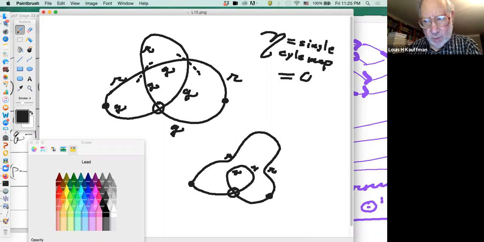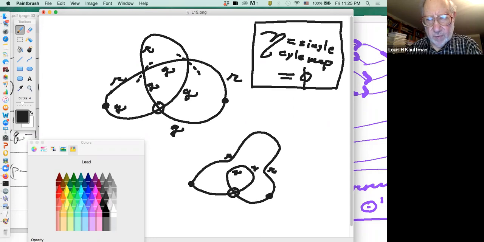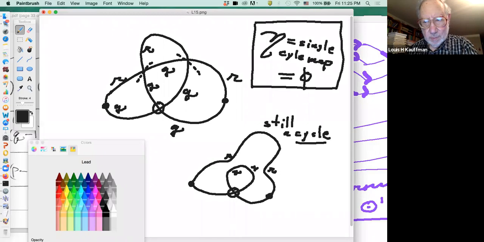is equal to zero, right? That was our principle before in doing virtual Khovanov homology, and it is here as well. So this is still a cycle. You see, so I don't actually run into trouble, but you might have worried about it. I don't run into trouble.